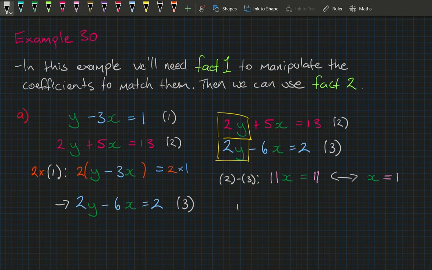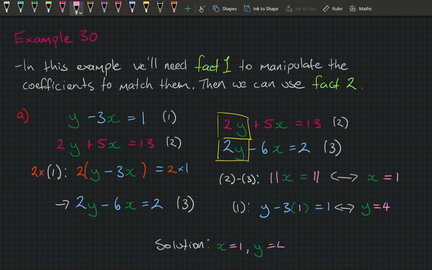So if I now take equation 1 and sub in x equals 1, I'll have y minus 3 times 1 is equal to 1. So y minus 3 equals 1, so this is equivalent to saying y is equal to 4. So therefore our solution is x equals 1 and y equals 4.